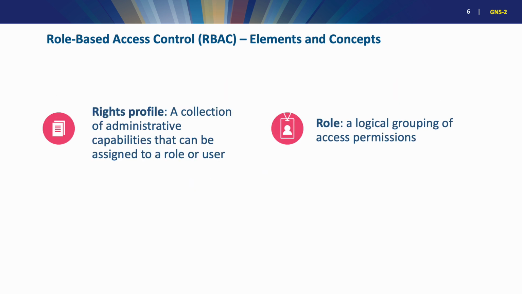The next element of RBAC that we will look at, the rights profile, is a collection of administrative capabilities that can be assigned to a role or user. A rights profile can consist of authorizations, commands with security attributes, and other rights profiles. Rights profiles provide a convenient way to group security attributes. On the other hand, a role is a logical grouping of access permissions that represent a specific job function or responsibility, used to control what users can do within systems.